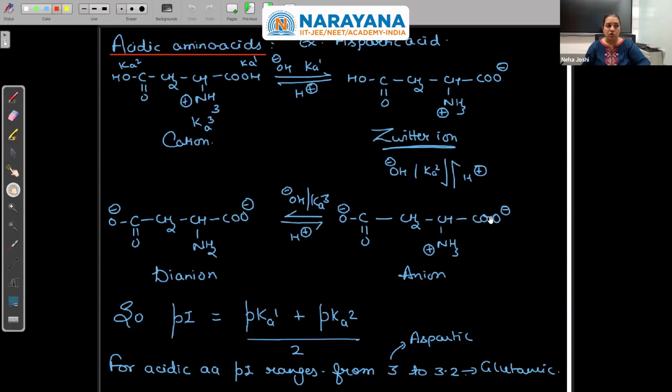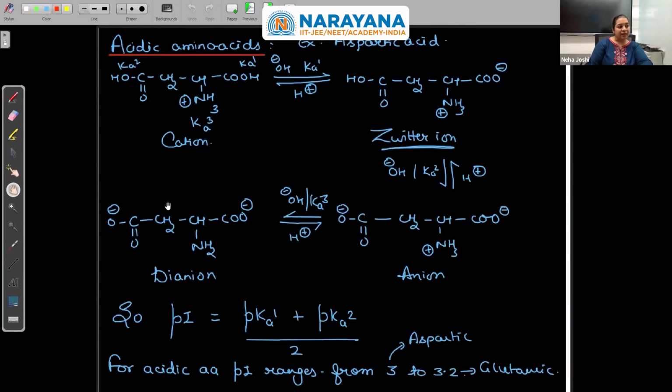Now I got 2 minus, 1 plus. So is it a zwitterion? No, because a zwitterion should have a neutral character overall. 1 plus and 1 minus cancel, so overall it is neutral and it is polar. This is a zwitterion, this is not. Plus and minus cancel, 1 negative is extra. So I will rather call it an anion. I add more OH minus, then this NH3 plus can go. So I'll have a dianion.